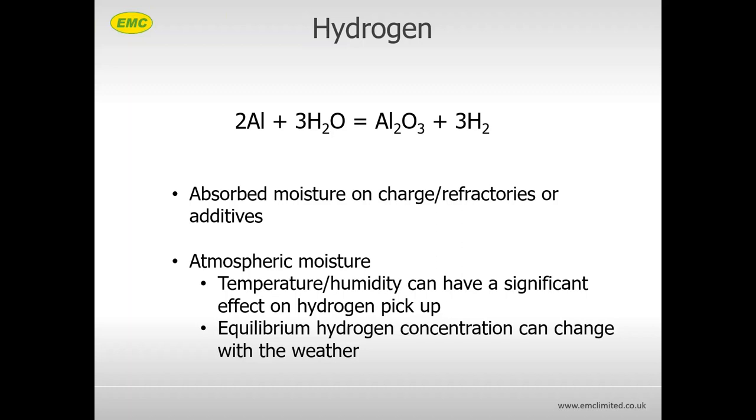The other major source of water vapor is from the atmosphere, which is obviously beyond our control. Atmospheric conditions of temperature and humidity can have a significant effect on hydrogen pickup and how much the melt will absorb.